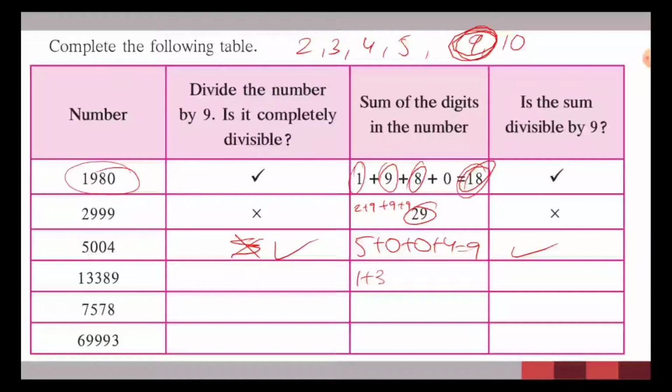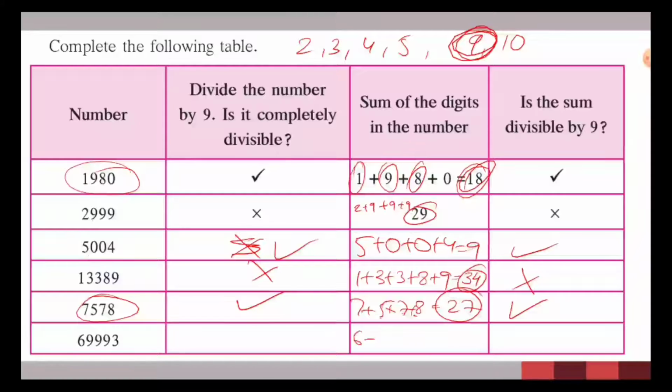Next is 1 plus 3 plus 3 plus 8 plus 9. Okay, 1 plus 3 is 4, 4 plus 3 is 7, 7 plus 8 is 15 and 15 plus 9 is 24. So 24 isn't divisible by 9, so 13389 will also not come in 9's table. Okay, next is 7 5 7 8. 7 plus 7 is 14, 14 plus 8 is 22, 22 plus 5 is 27. Okay, so 9 के टेबल में 27 जाता है, तो 7578 will also be divisible by 9.